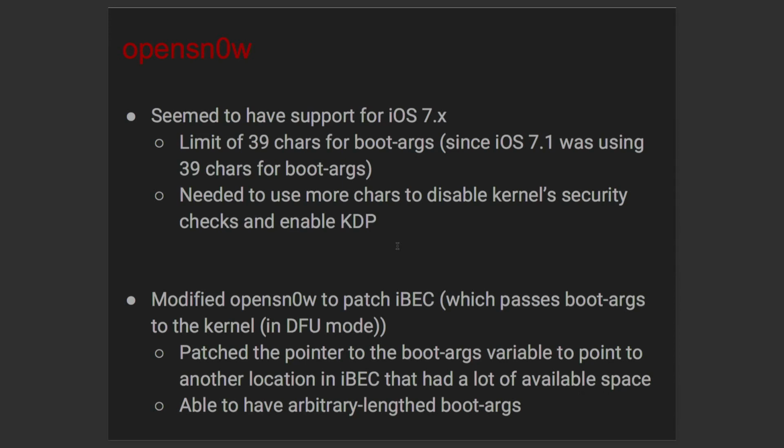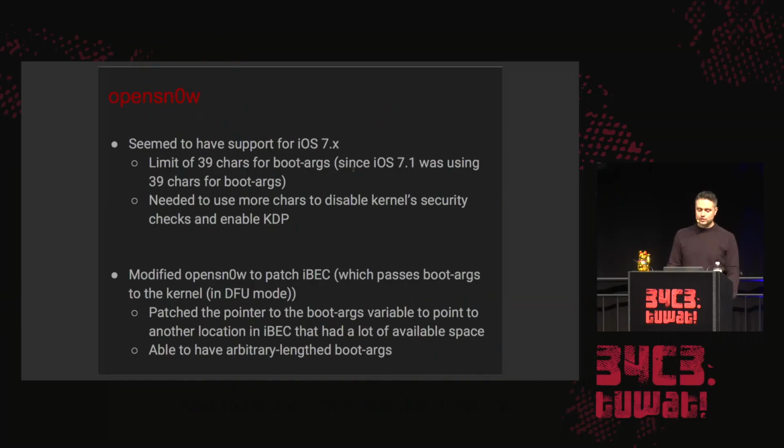Boot args are the arguments that you pass to the kernel when it boots. And they are really important in iOS because by passing certain boot args to the kernel, you can disable signing checks, you can enable kernel debugging. So it's really important to be able to pass arbitrary length boot args. iOS 7.1 was using up to 39 characters, so that was the reason OpenSnow couldn't support more.